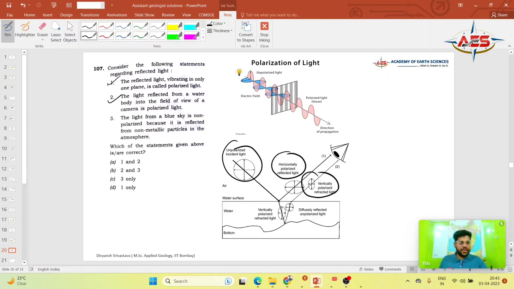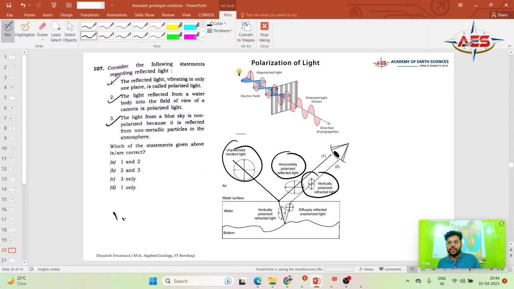It is also a correct statement, because of selective scattering. You have studied this, there is non-selective and selective scattering, the Mie and Rayleigh scattering. Because of Rayleigh scattering this occurs, so there is preferential scattering of some colors and not of others. Because of this, the light is getting polarized because of scattering, and it is being done by non-metallic particles present in the atmosphere. So this statement is also correct.